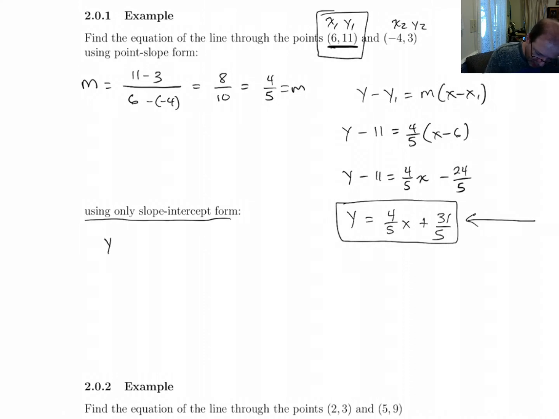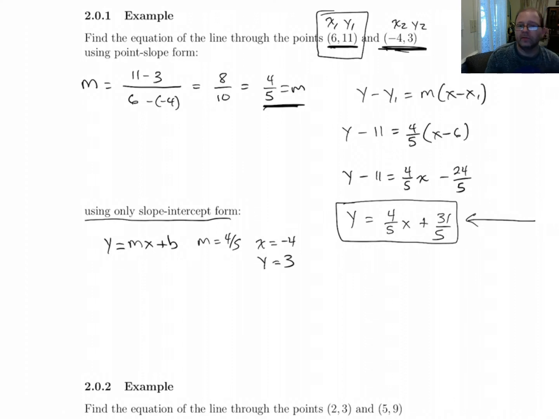What you've got here is y equals mx plus b. We just found out that m is 4/5. And we can pick either one of our points to plug in for x and y. So m is 4/5. And let's use x is -4 and y is 3. I'm just picking the second point. First point would also work just fine.